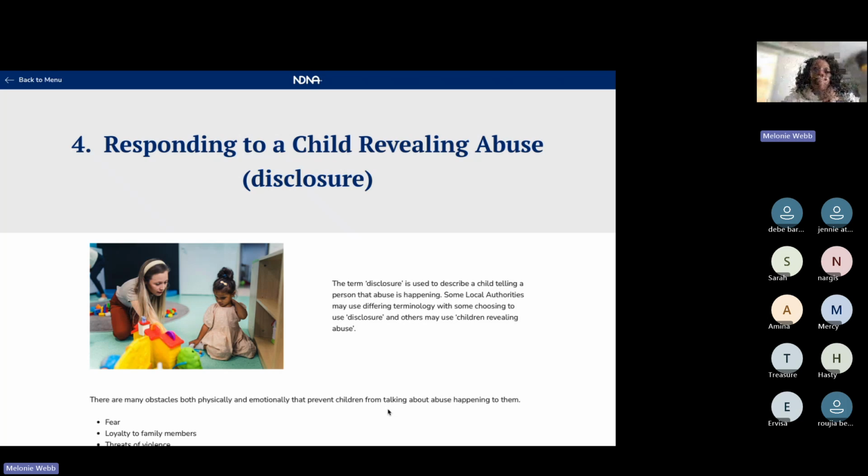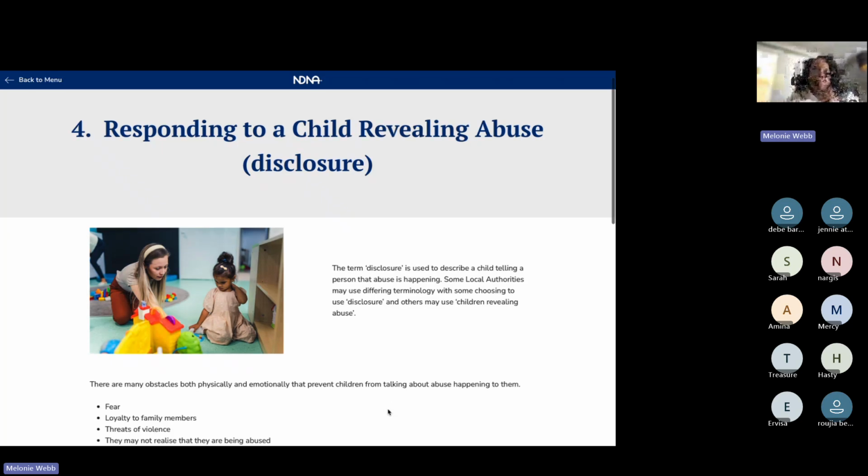So, responding to a child revealing abuse, we call that a disclosure. When a child gives you information, whether they knowingly give you that information or not, we call it a disclosure. And it's used to describe them telling the person that abuse is happening. Some local authorities may use different terminology. Some may say disclosure, and some may use children revealing abuse.